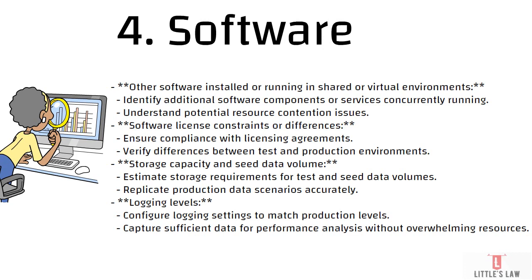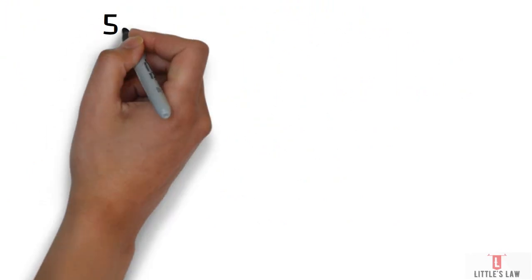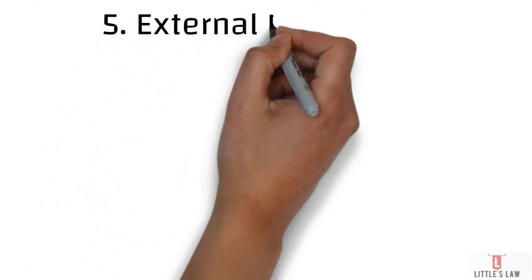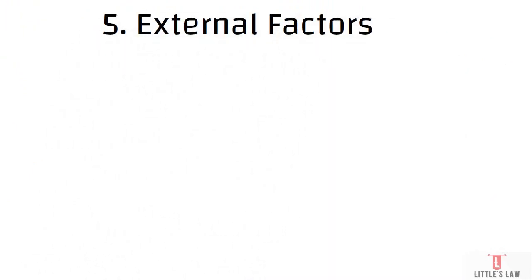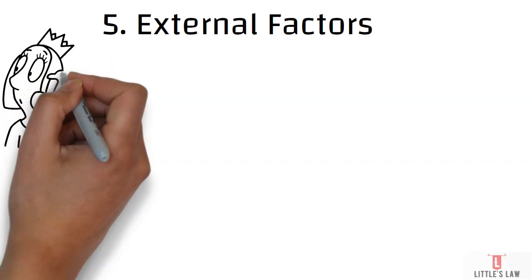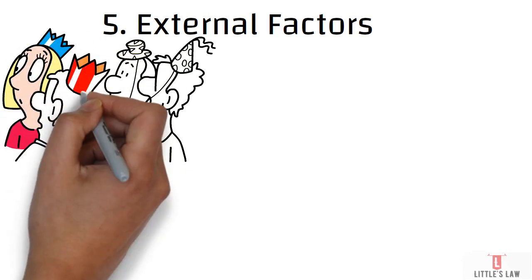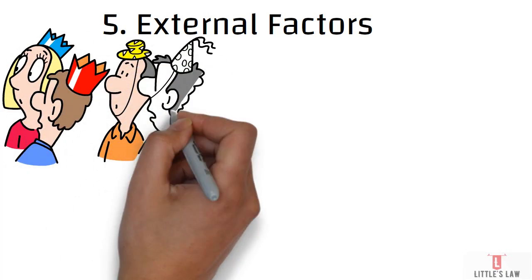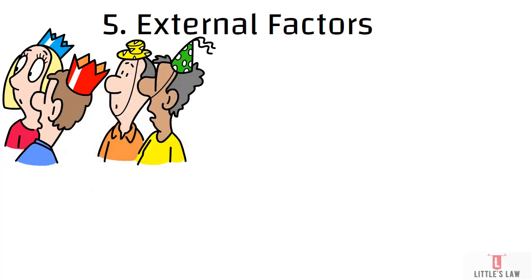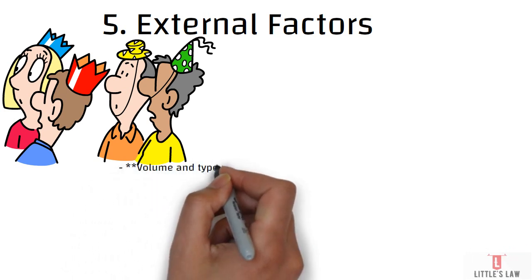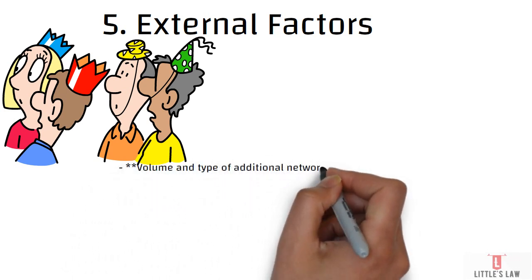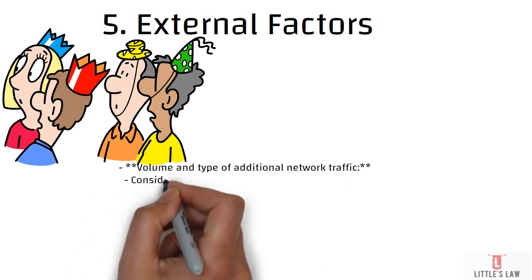And then the external factors. So we have discussed all the parts, which is the hardware, the network, the tools, the software. But apart from these, we have the external factors. So what are the external factors? The volume and type of additional traffic on the network. So consider the impact of background traffic, such as external API calls or user interactions, on the application's performance. That is an external factor.